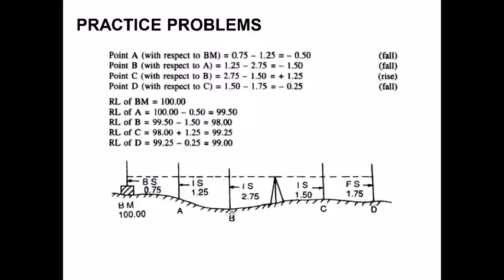The point B becomes your reference benchmark. One reading on that, 2.75, and the other reading on the point C, 1.5. So you subtract 1.5 from 2.75. Now you have a positive answer. That means there is a rise, which means the point C is above the point B, and you add this rise to the reduced level of the point B, which is 98. So 98 plus 1.25, now you have the reduced level of the point C, and now this becomes your benchmark. This is how we proceed with the rise and fall method.